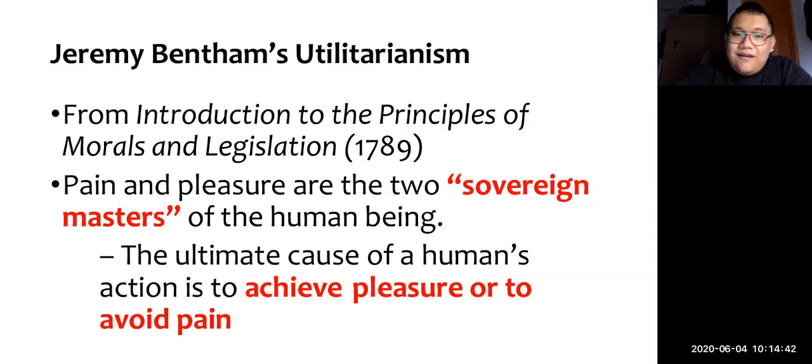Sometimes we prefer to sleep rather than study, because when you sleep, that's pleasure. That is desirable. The ultimate cause of a human's action is to achieve pleasure or to avoid pain. On a Thursday night or a Friday night here in LB, some of us would choose to go out drinking rather than study. Why? Because there's the weekend anyway. Let Friday be a Friday. Let Thursday serve its purpose. Pleasure over pain.